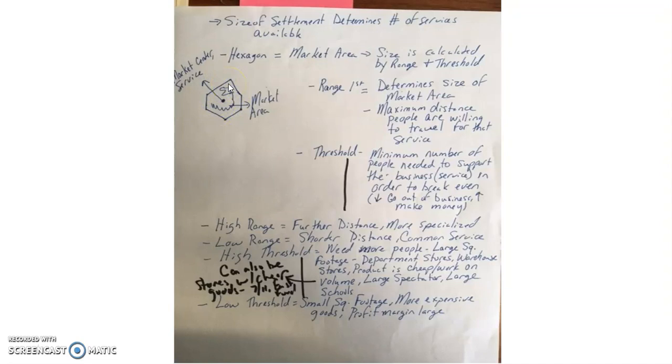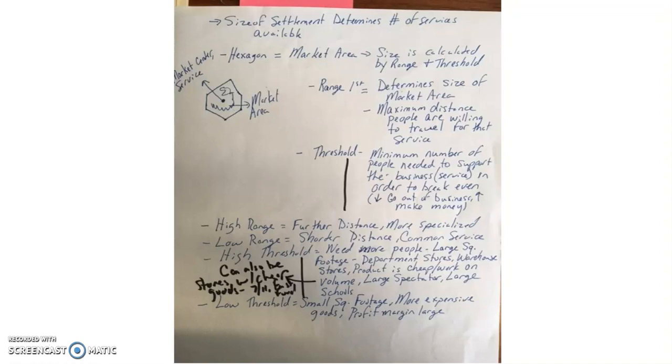Now we must determine our threshold. The threshold is the minimum number of people needed to support the business, the service, in order to break even. If it's below that threshold, below the break even, then they're going to go out of business. If it's above that break even, then they're going to make money.